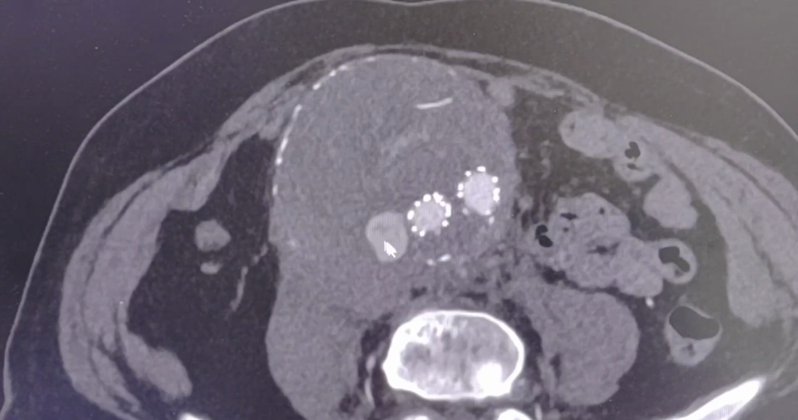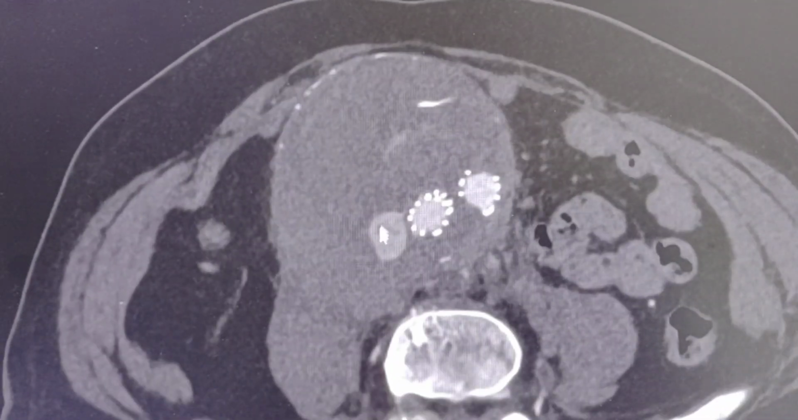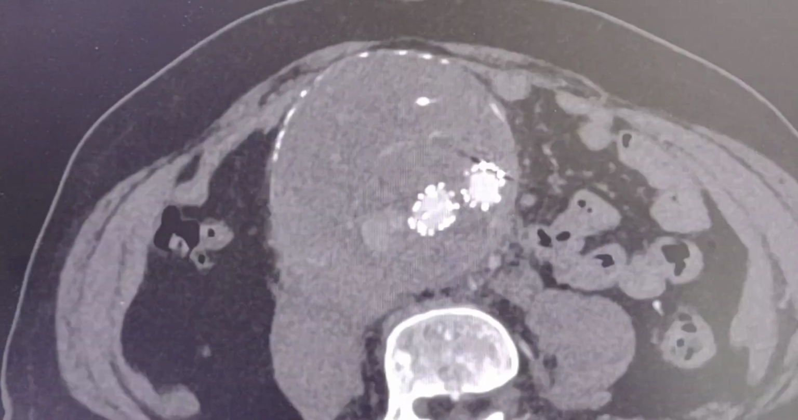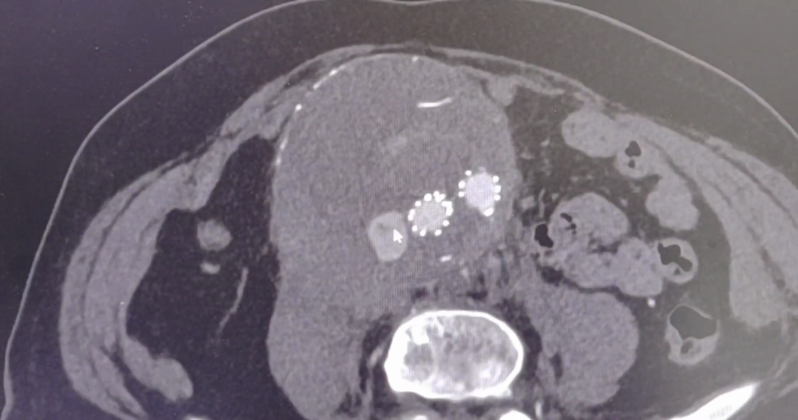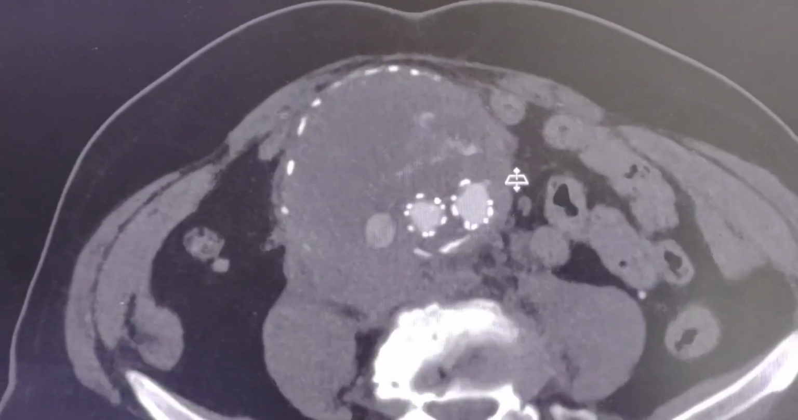And what could this mean? Probably this is an endoleak laterally to the stent here, which may raise the intraluminal pressure inside the aneurysmal sac, causing the rupture of the aneurysm.